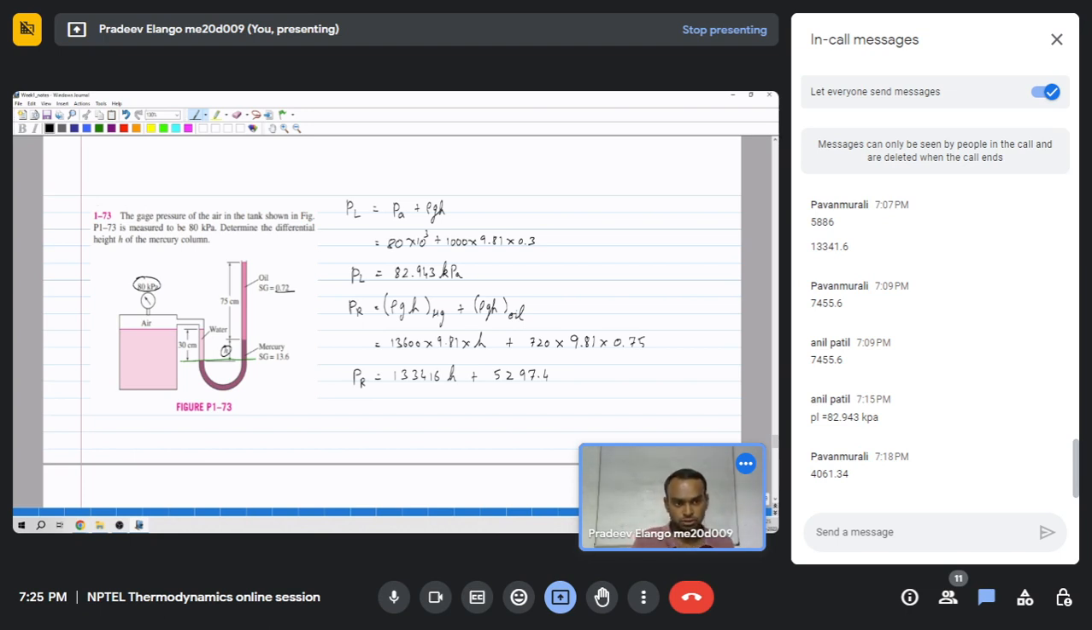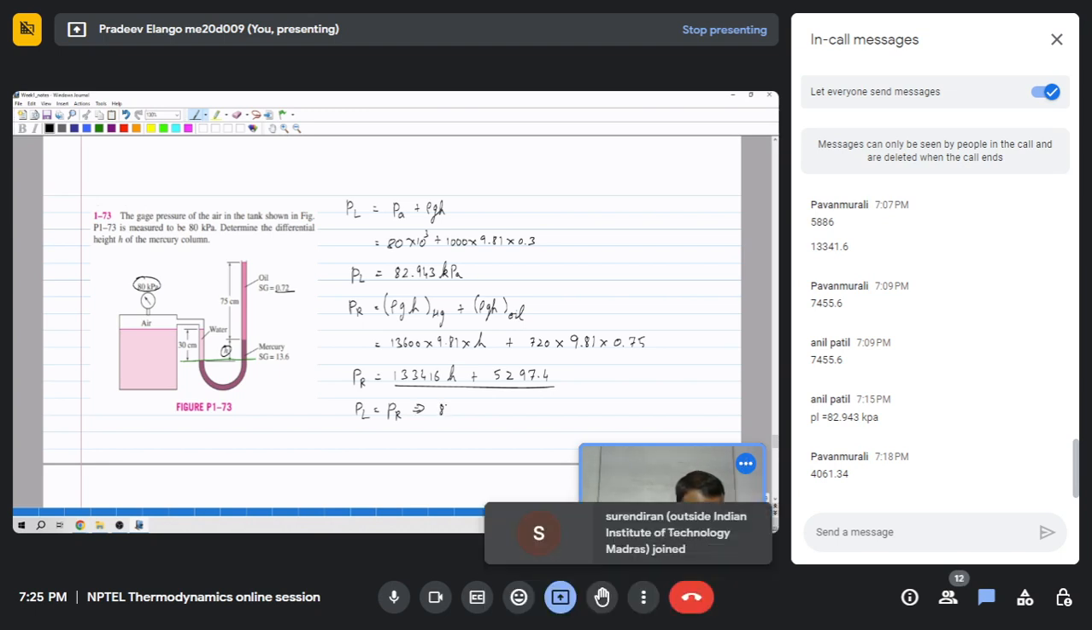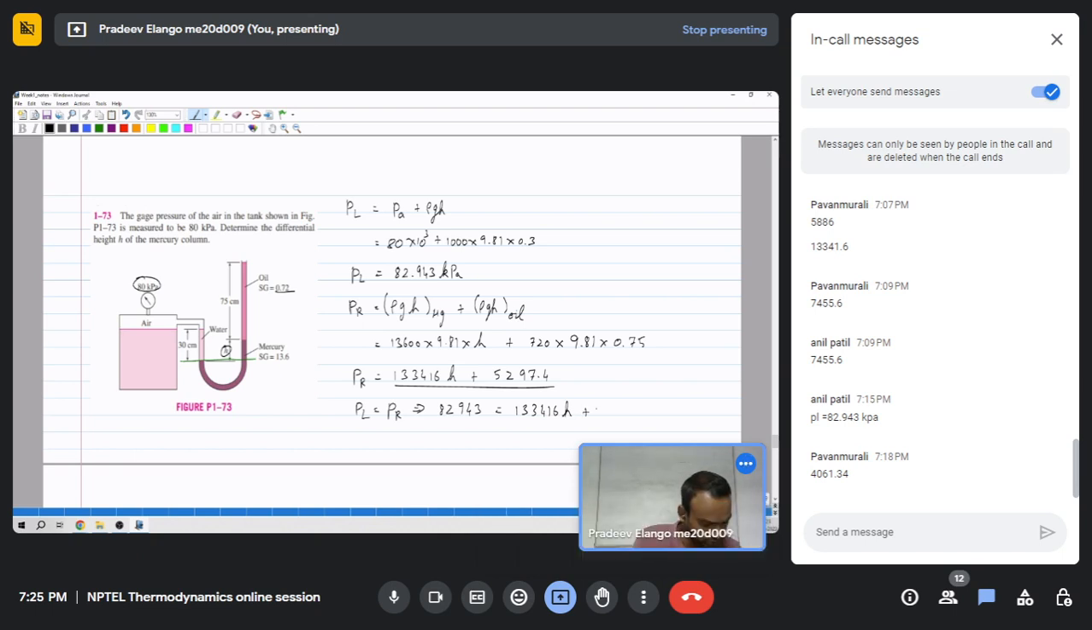Okay, coming to this problem, the left hand limb at this datum had a pressure of 82,943 pascals, and on the right side we have computed this expression. So now we have to equate PL and PR, and then we can find the value of h. So 82,943 is equal to 133,416 h plus 5,297.4.